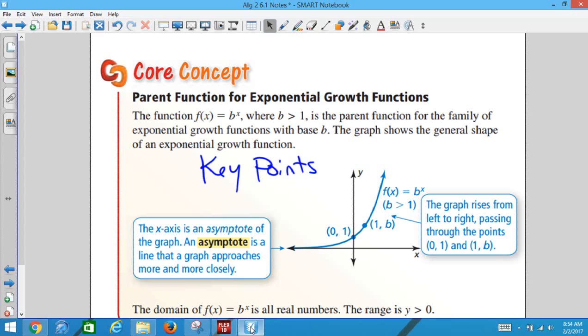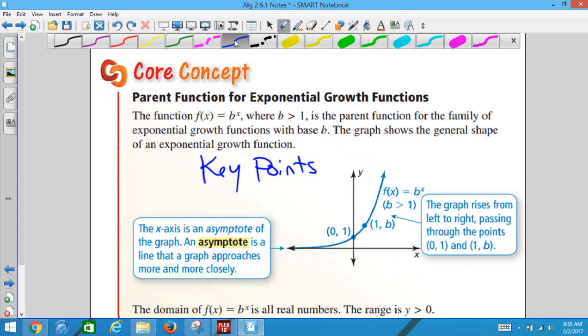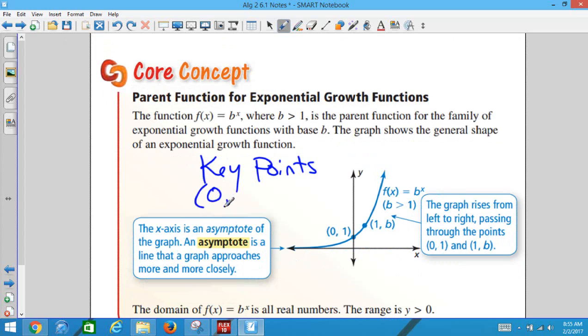All right, so for exponential growth, we have key points, and you're going to be asked to write down those key points. The key points are very easy. The first one is always 0, comma, and we have to find out the y. And the second point is always 1, comma, and we have to find out the y.